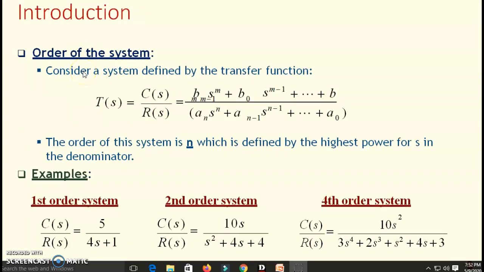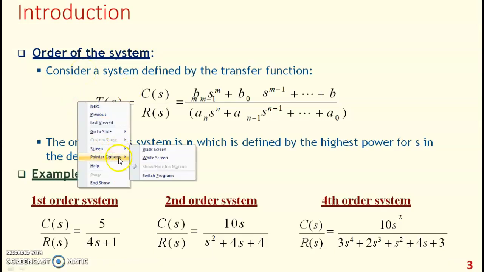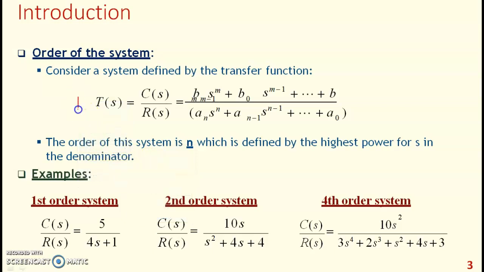So how to identify the order of the system? By using the characteristic equation, we have to identify the order of the system. This is given by the standard equation, b_m s to the power of m, plus b_0 s to the power of m minus 1 and so on, divided by the denominator polynomial equation. This is the general representation of the system.